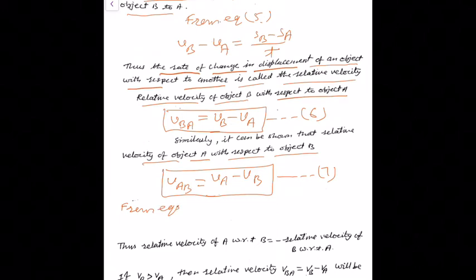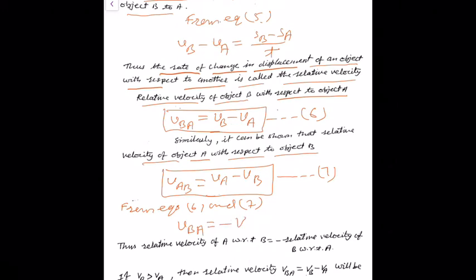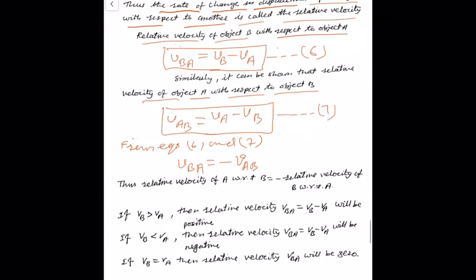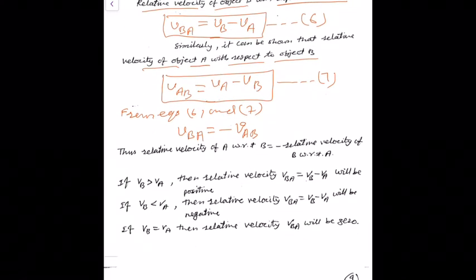From equations 6 and 7, VBA is equal to minus VAB. Thus, the relative velocity of A with respect to B is equal to minus the relative velocity of B with respect to A.